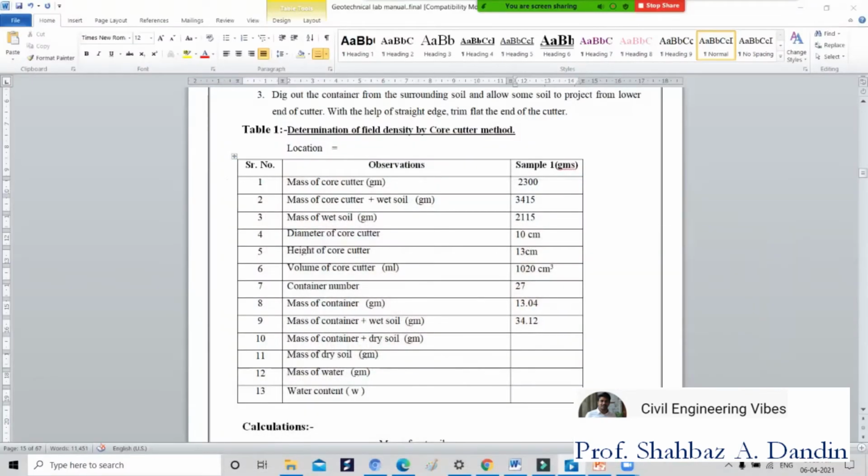We are removing the sample after 24 hours, and then we are taking the measurements. My result for the dry sample is 32.78.